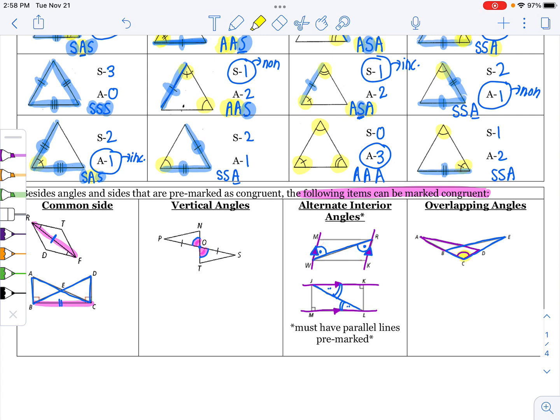And then tomorrow in our next video, part 2, we will get to the shortcuts that you are able to use to prove triangles congruent.